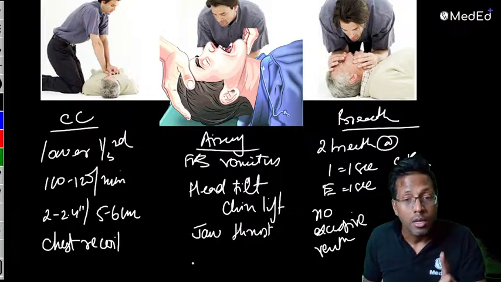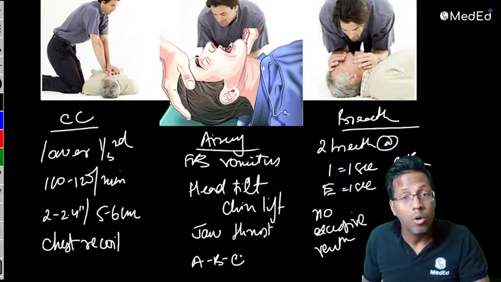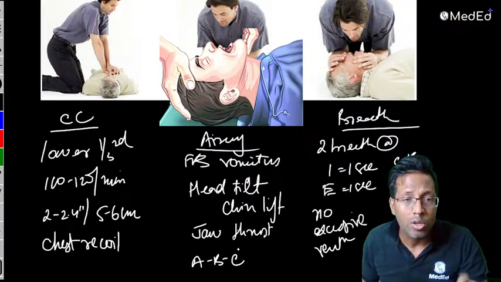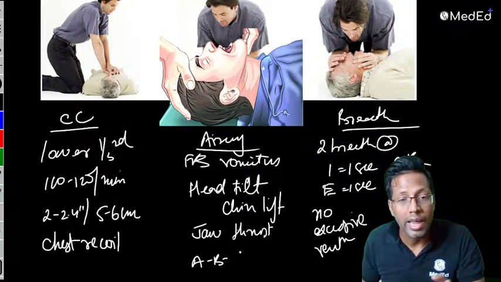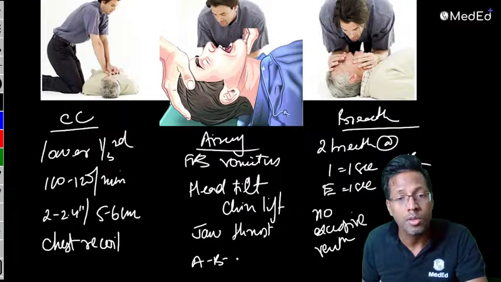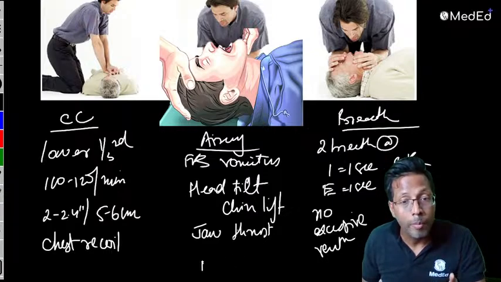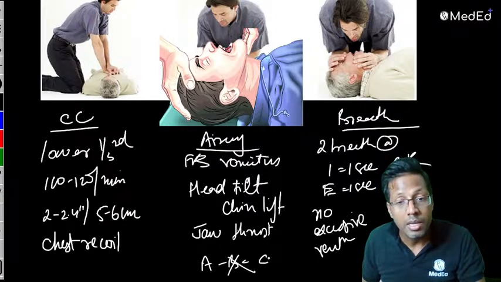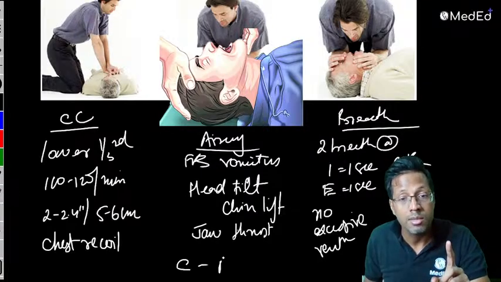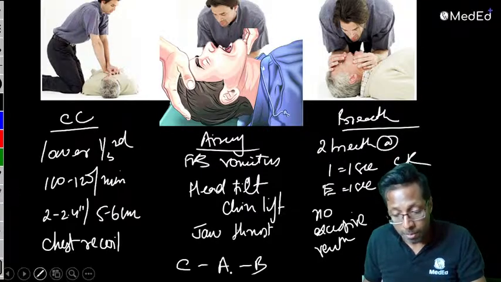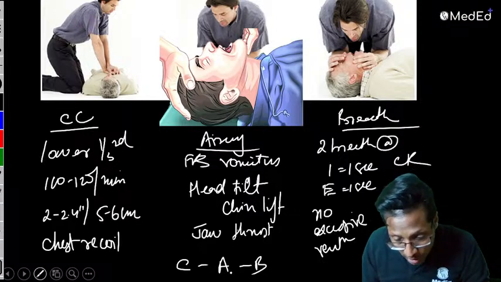It is not ABC. You do A, B, C in orthopedics. Why? Because that patient already has a pulse, so that C is out. So airway, breathing, circulation applies there, because there is circulation. But we are talking of a patient who has no breathing and no circulation. In that case, the answer is not ABC. It is CAB.